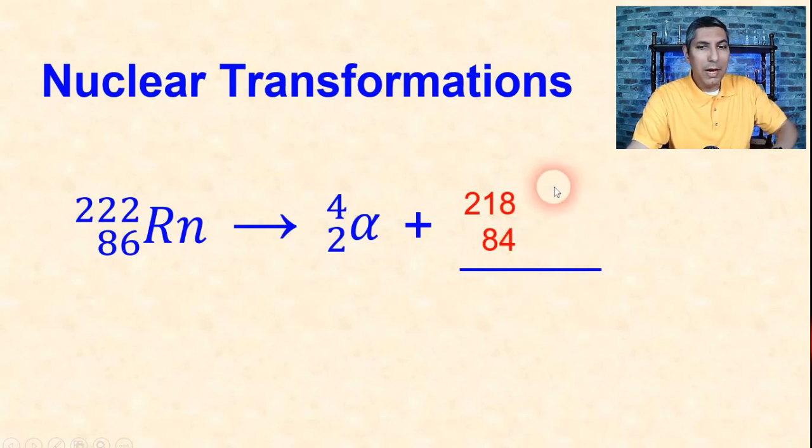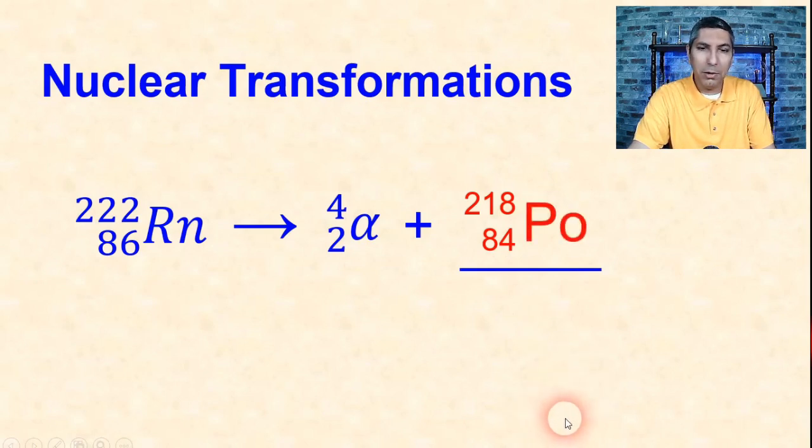Now, of course, we have to put an actual atomic symbol in here. Well, we can consult the periodic table and see that the element with an atomic number of 84 is polonium. So I'm going to put a Po right there, and that is the answer. Polonium-218 is the product of this nuclear transformation after radon-222 undergoes alpha emission.